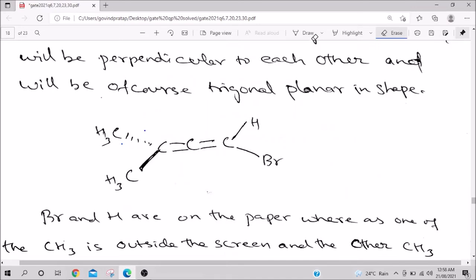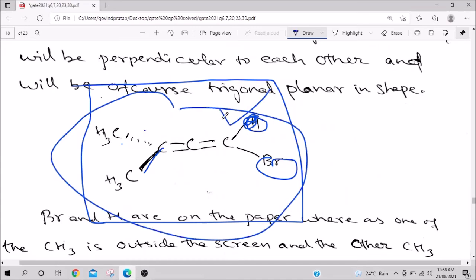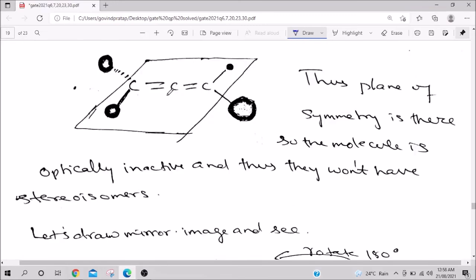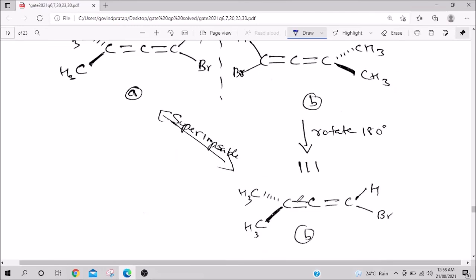How? Imagine this screen itself is cutting as a plane, cutting into two halves. This is a ball. So the ball is cut, one identical half is in front, an identical half is behind, and this part in front of the screen is CH3, behind the screen CH3. So it is cut into exactly two halves, and therefore it is optically inactive. You can draw the mirror image. You can draw the mirror image, and then you rotate it, and you will see that they are superimposable on each other.